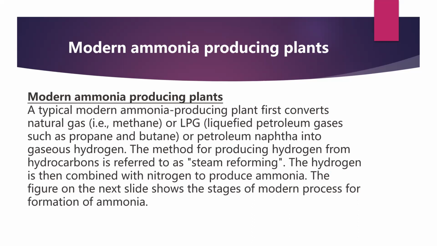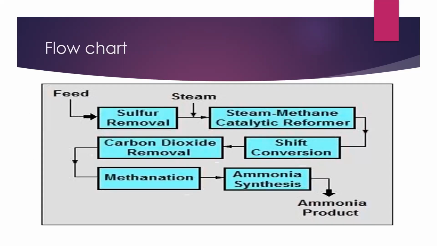The figure on the next slide shows the stages of the modern process for the formation of ammonia, and a flow chart that shows ammonia production: feed, sulfur removal, then steam methane catalytic reforming, shift conversion, carbon dioxide removal and methanation, and ammonia synthesis, and lastly the ammonia product is formed.